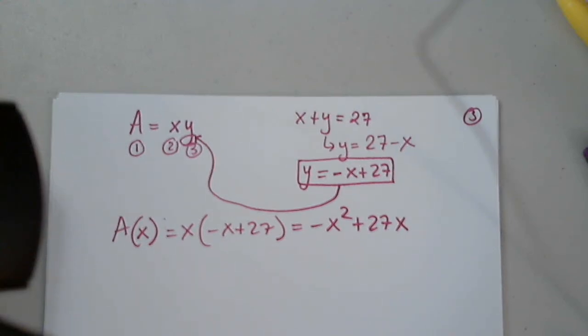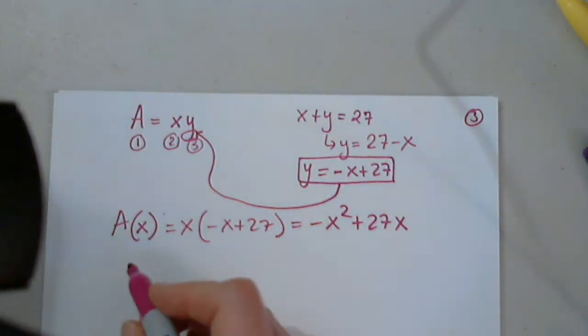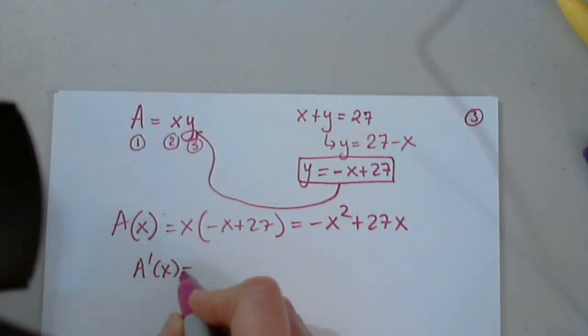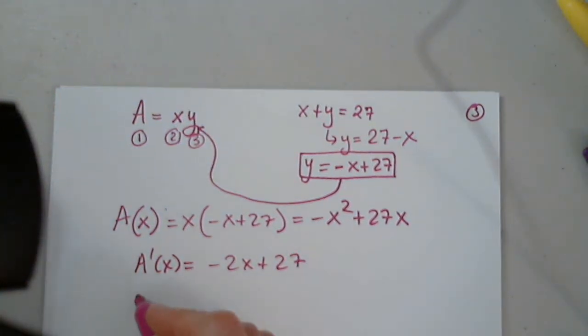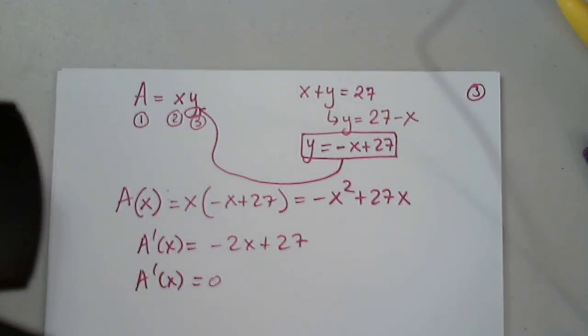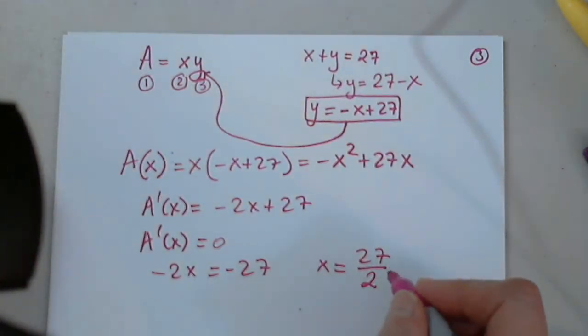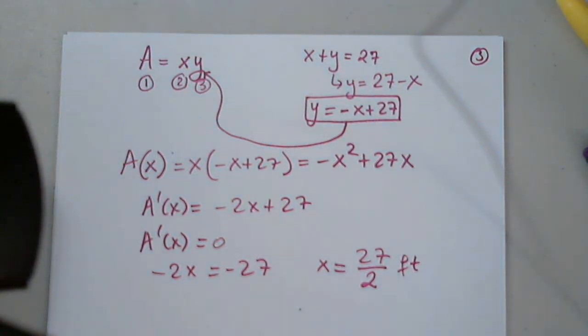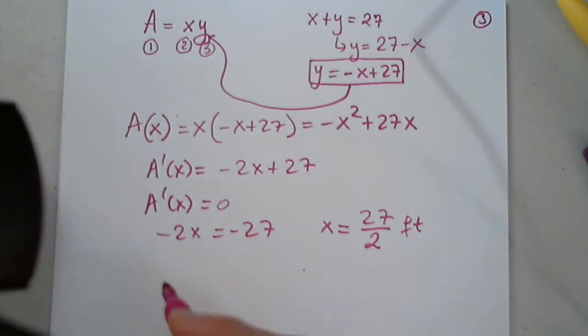Again, another quadratic equation. I was expecting something more exciting, but it's not the case. Like we did before, we have to find A prime, negative 2x plus 27. Like you already told me a minute or 2 minutes ago, we have to set this equal to 0. We find that 2x equals 27, or x equals 27 divided by 2, in feet. I claim that this gives a maximum, but you cannot trust me.